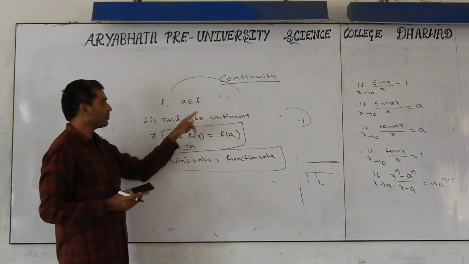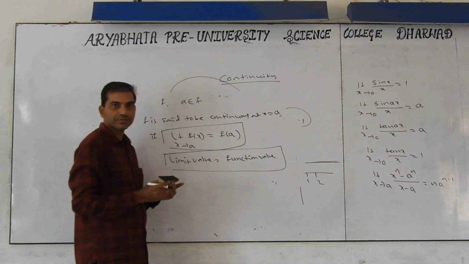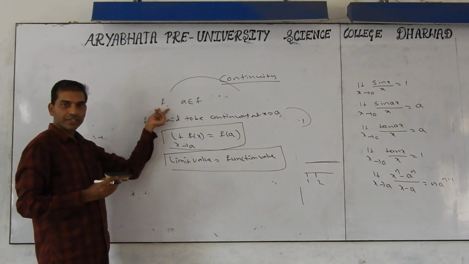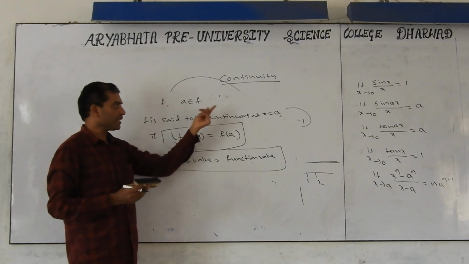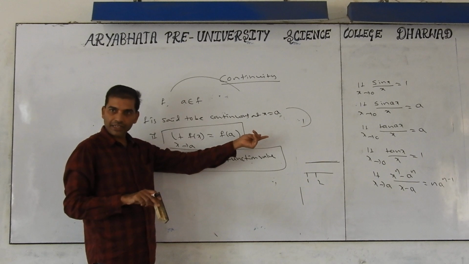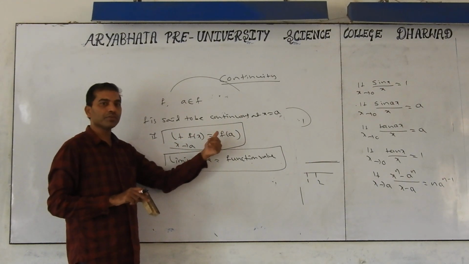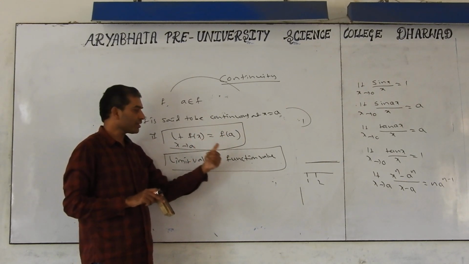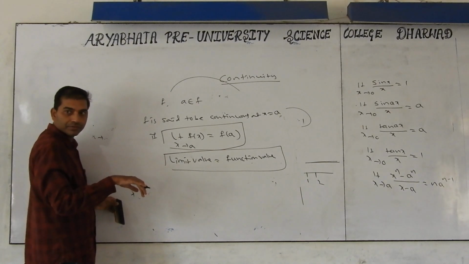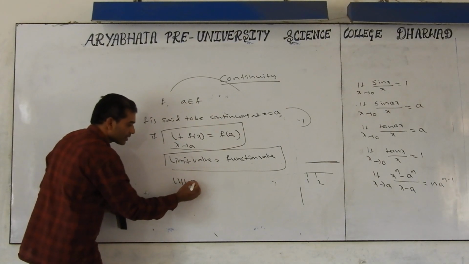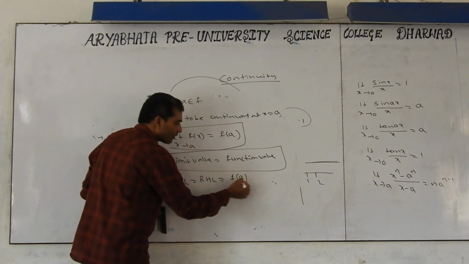Then f is said to be continuous at what point? At x equal to a. f is a function, a belongs to the domain of f. f is said to be continuous at x equal to a if limit x tends to a, f of x equals f of a. So limit value equals function value. Now limit value means left limit equal to right limit. LHL equals RHL equals function value f of a.